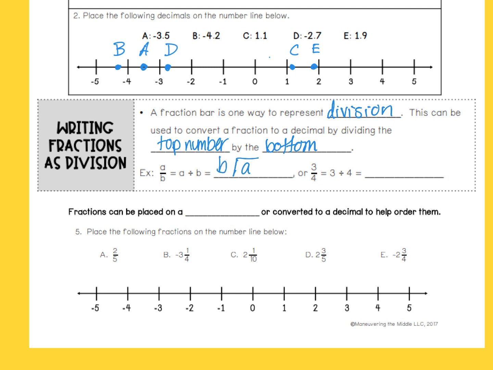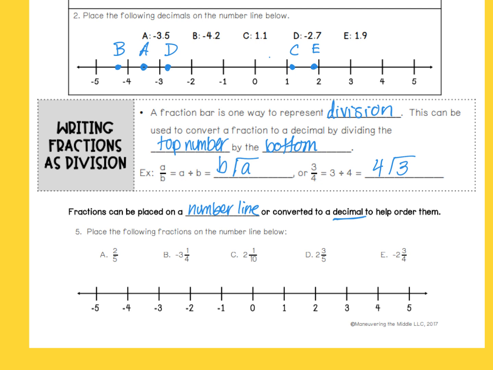So a fraction is always represented by division. Okay, 3 over 4, 3/4, is equal to 3 divided by 4. This is our process for converting a fraction to a decimal. Fractions can be placed on a number line or converted to a decimal to help order them. I would highly recommend just converting your fractions to a decimal in order to compare each of those values.